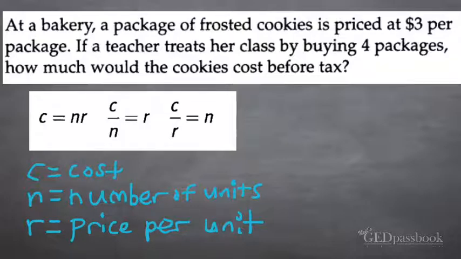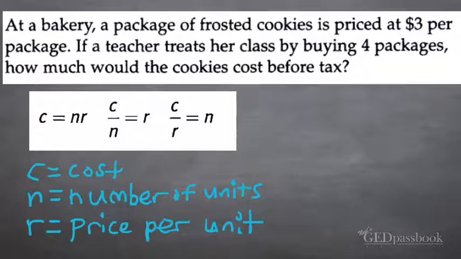So I don't know why they would pick unit price per unit. But one thing's for sure, don't think too much about those things. We know C is cost, N is number of units, and R is price per unit, right? So, in this word problem, what is the cost? Well, that's what we're looking for. Look at how much the cookies would cost before tax. So they want to know the total cost.